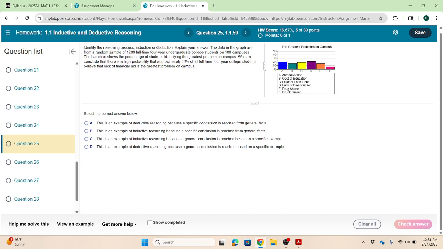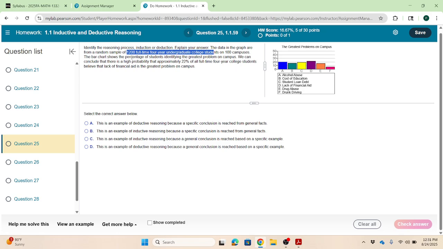Okay, identify the reasoning process, induction or deduction. So we have given some scenario, we need to find out whether it's induction or deduction. Explain your answer. The data in the graph are from a random sample of 1200 full-time 4-year undergraduate college students. So based on this data, we have these bars, as you can see here, out of 1200, alcohol abuse is 20%, cost of education is less than 20%, and then similar for the rest of the categories.